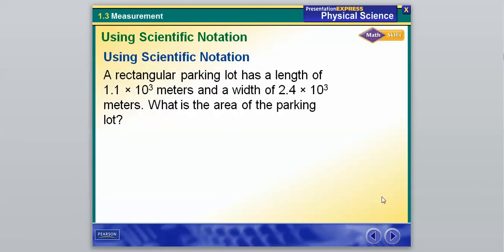Okay, so we have a little bit of an example right here, and you know what? You can maybe work on this example on your own, and we will go over the answer together. So remember, this is a multiplication problem. It says a rectangular parking lot has a length of 1.0 times 10 to the 3rd meters and a width of 2.4 times 10 to the 3rd meters. So what is the area of the parking lot? This is going to be our last bit for this video, so you're going to have to figure out what that area is, and then we'll go over the answer together in class.